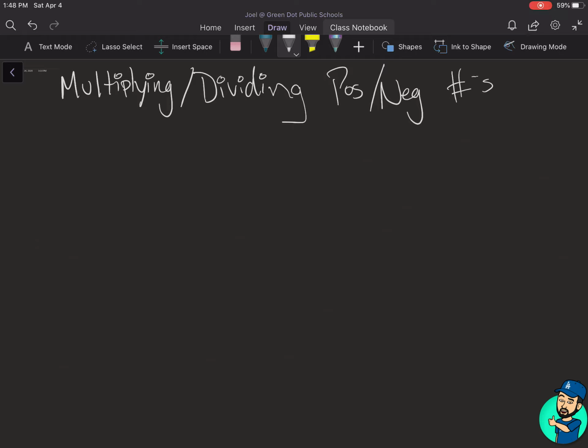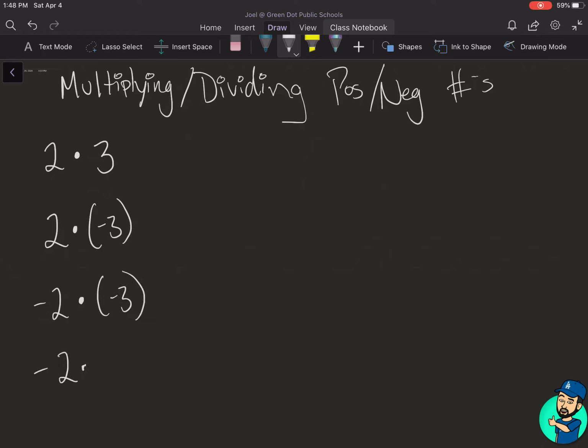Now, let's try some examples here. Let's do 2, this is a multiplication symbol, times 3. What about 2 times negative 3? Negative 2 times negative 3. And negative 2 times 3.